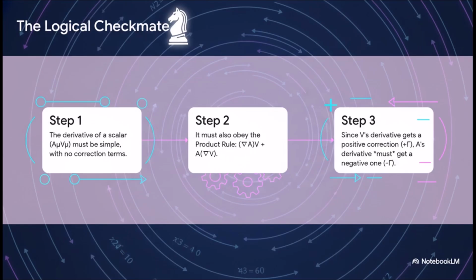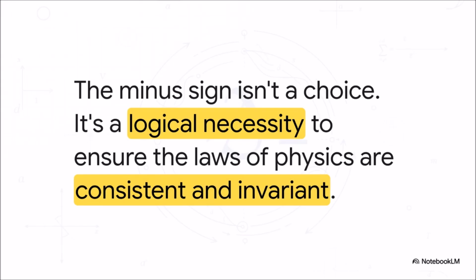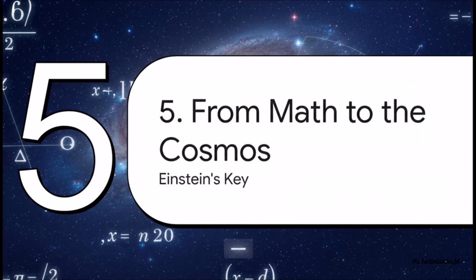And now step 3, the final move. We already know for a fact that the derivative of the v part gets a positive correction term. So for the total correction to add up to 0, which it must do for a scalar, the correction term for the a part has no choice. It absolutely must be negative. That minus sign isn't an arbitrary mathematical convention. It's not a choice. It is a logical necessity. It is the only way for the math to work, for scalars to stay absolute, and for the laws of physics to be consistent no matter how you're looking at them. The case is closed.